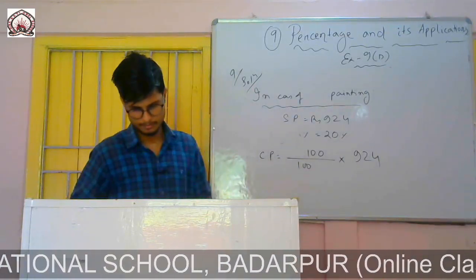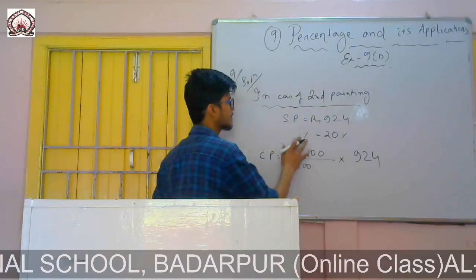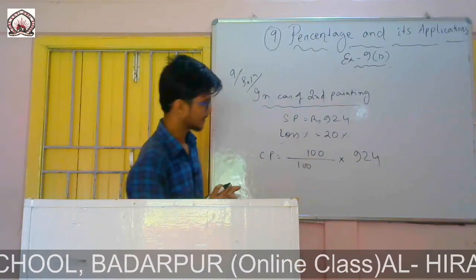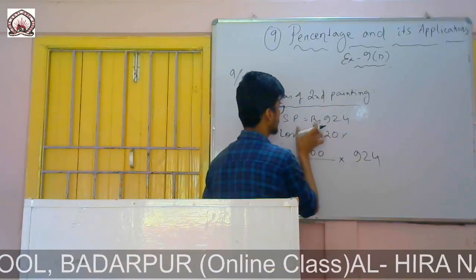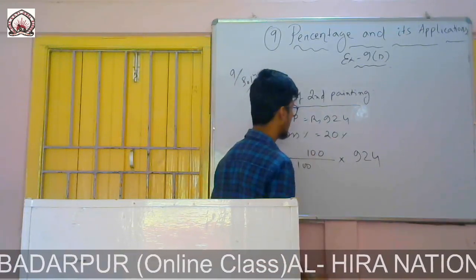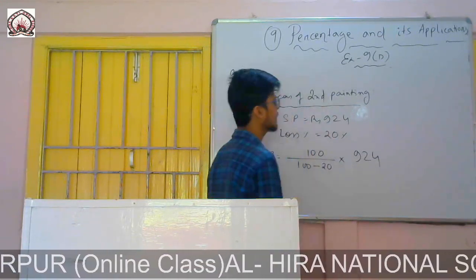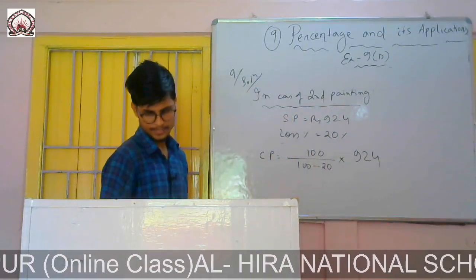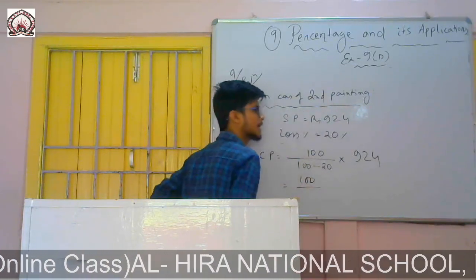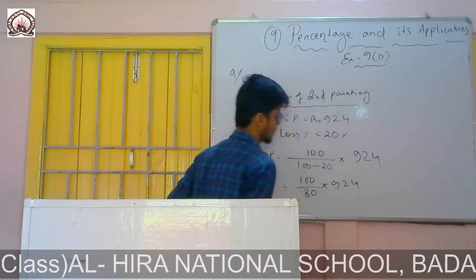So now in case of the second painting, SP is given, and loss percent is given as 20%. We know the formula of CP in case of loss, so we write it as 100 by (100 minus loss percent) into SP. It is 100 by (100 minus 20) into 924. So if I simply solve this, it will be 100 by 80 into 924.